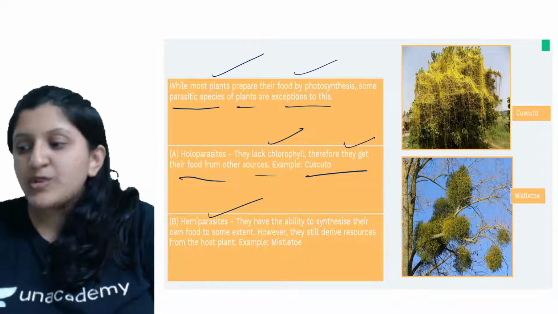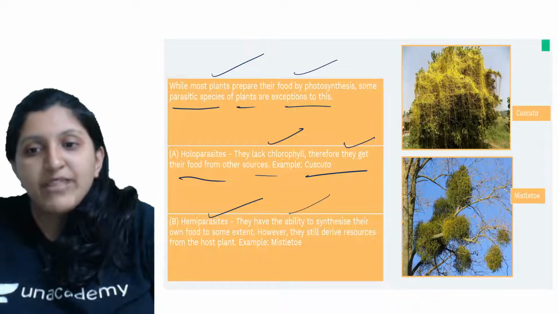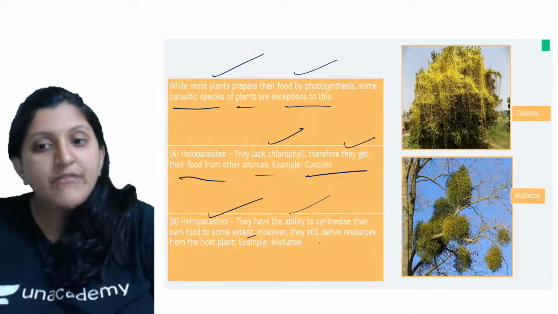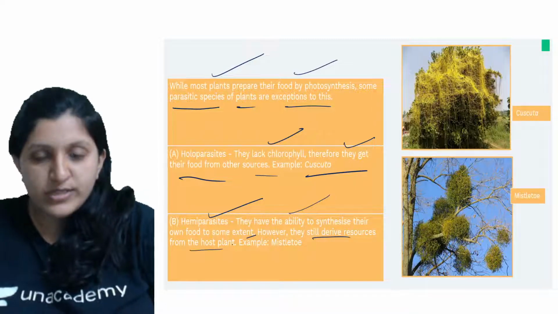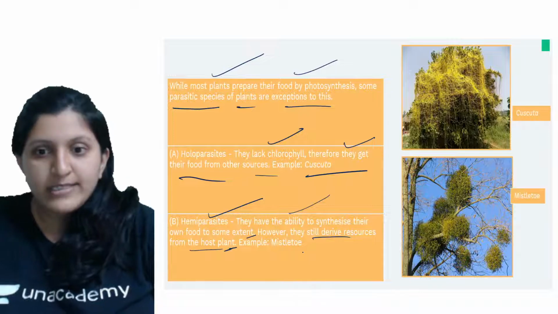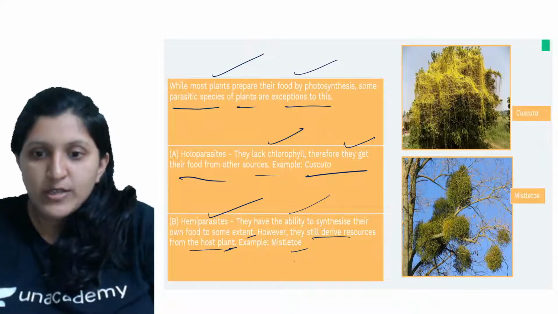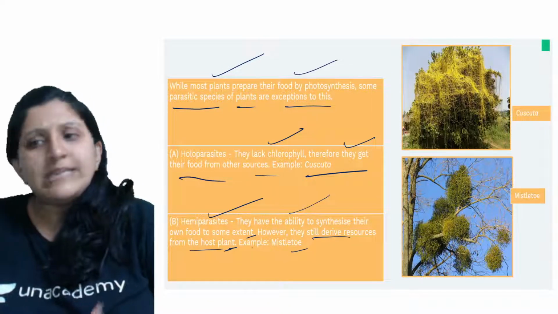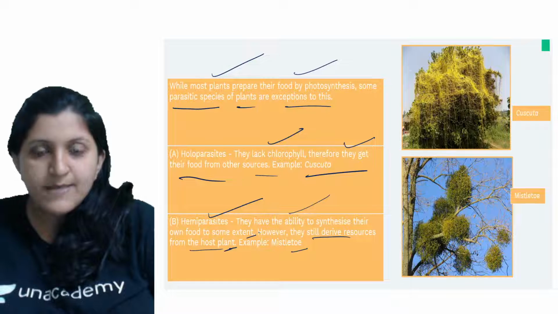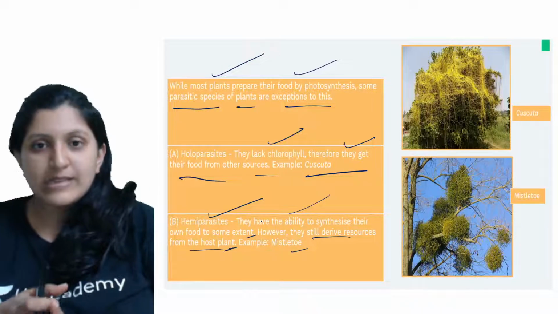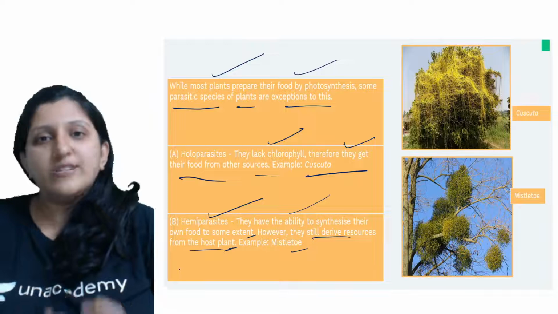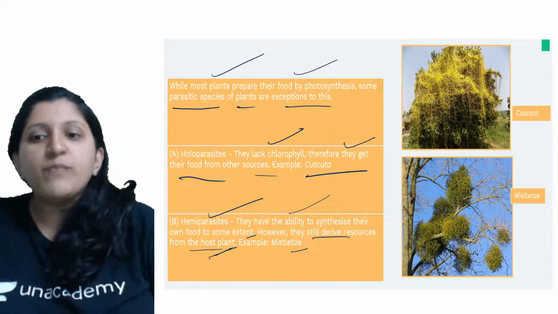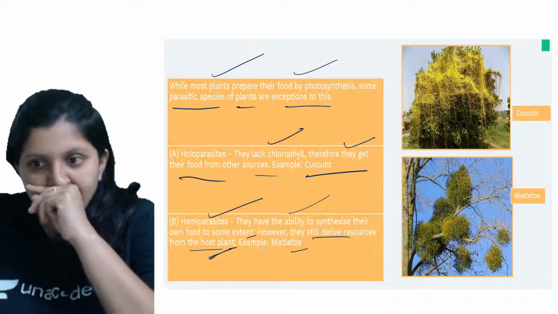Now, when we mention hemiparasites, they have the ability to synthesize their own food, to some extent. However, they still derive resources from the host plant. An example is this one, mistletoe. You can see it has the capacity to synthesize its own food, but only to a certain extent. As it requires more nourishment, it will derive the resource or energy, basically food, from the host plant. So this is the host plant now.